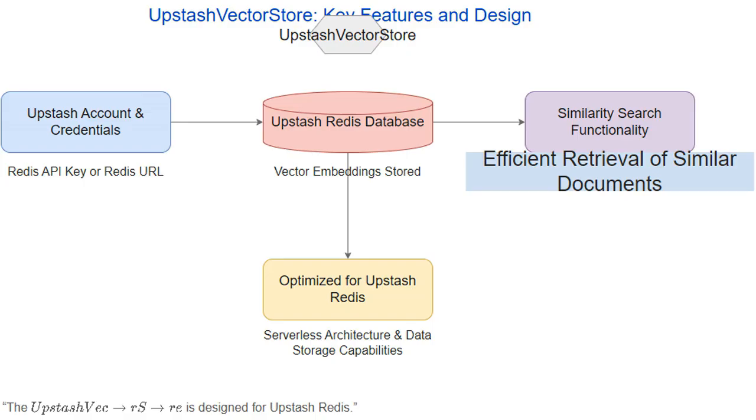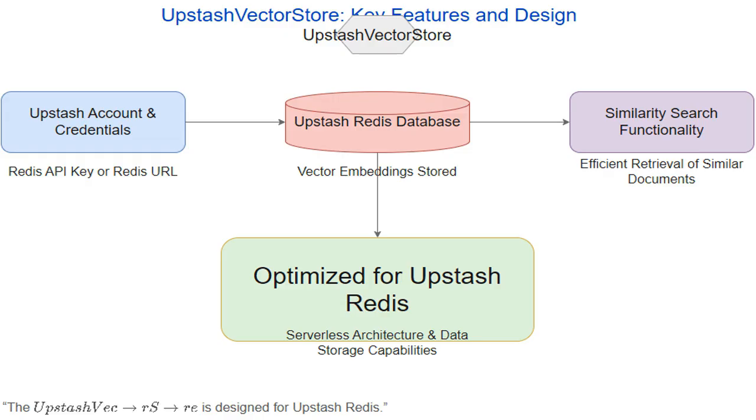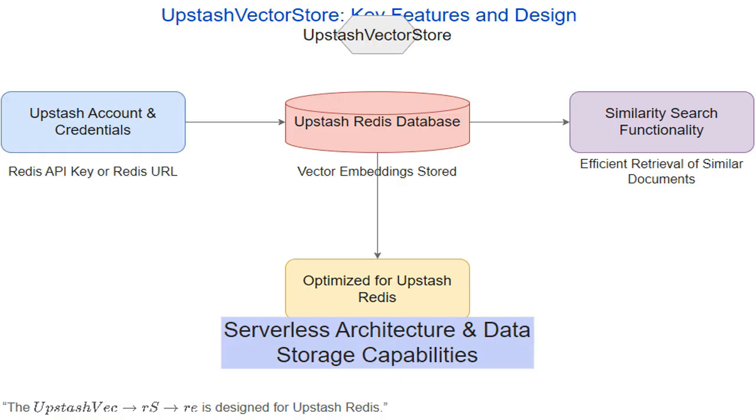To repeat, the vector store helps retrieve similar documents. The efficiency of this retrieval depends on the indexing techniques used, which here are optimized specifically for Redis data structures. The UpstashVectorStore is optimized to work seamlessly with Upstash's Redis service. This means it takes advantage of Upstash Redis's specific features and capabilities for efficient storage and retrieval of vector embeddings. The UpstashVectorStore is also optimized for Upstash's serverless architecture and data storage capabilities. Serverless means you don't have to manage servers. Upstash handles the infrastructure, allowing you to focus on your application.